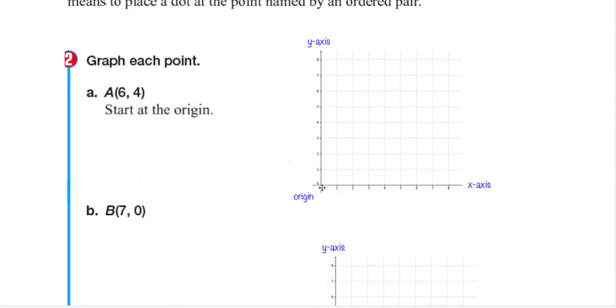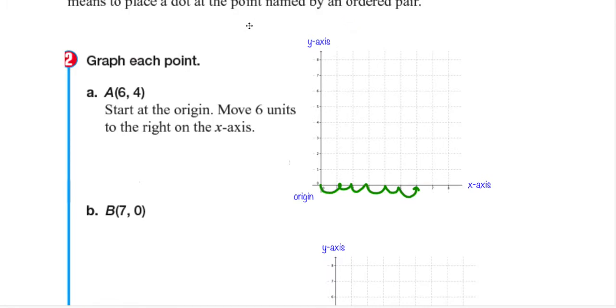This is your origin, (0, 0). And then we move 6 units to the right of the x-axis. Moving 6 units to the right of the x-axis would be 1, 2, 3, 4, 5, 6 units to the right of the x-axis. Okay?